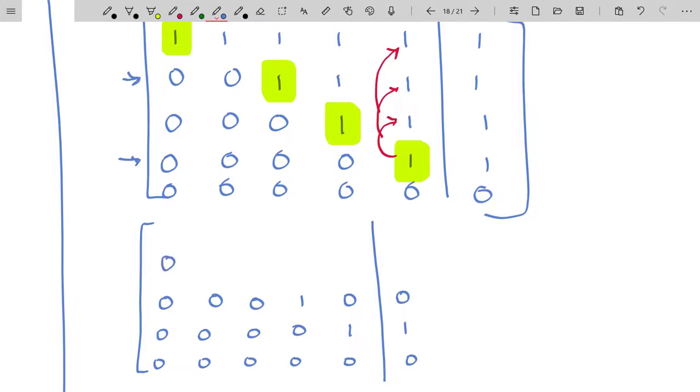Then you take the opposite of row 4 and add it to row 2. 0 plus 0, 0 plus 0, 0 plus 1, let's see, 0 plus 1, negative 1 plus 1, negative 1 plus 1, and then finally the opposite of row 4 added to row 1. 0 plus 1, 0 plus 1, 0 plus 1, 0 plus 1, negative 1 plus 1, and negative 1 plus 1.